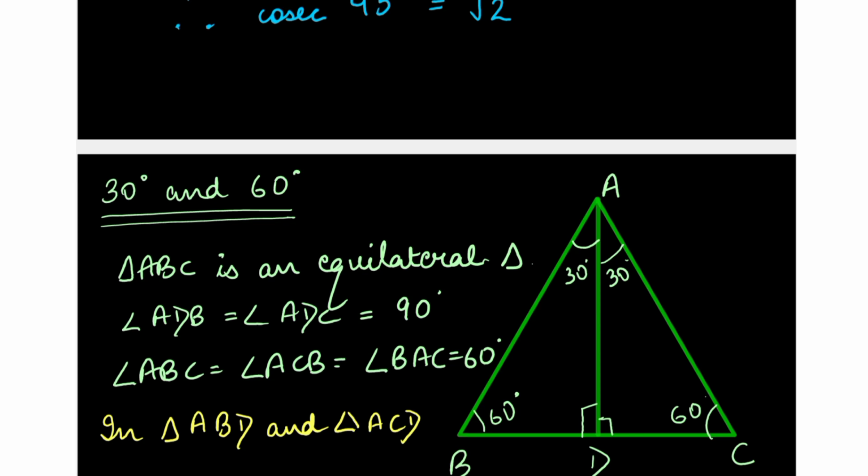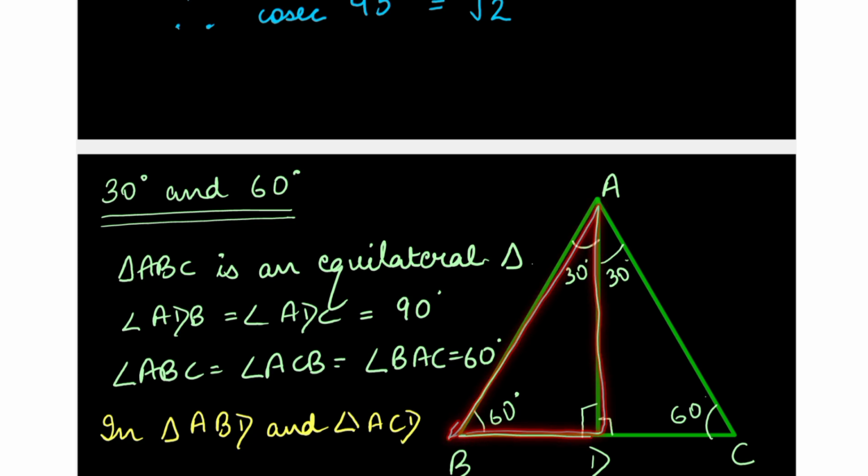Okay, I leave it up to you. You need to figure out that this angle will come out to be 30 degrees. 60 degrees we know, 90 degrees we also know. This will come out to be 30 degrees. Okay, how? Think. And so this is a right angle triangle that we get.